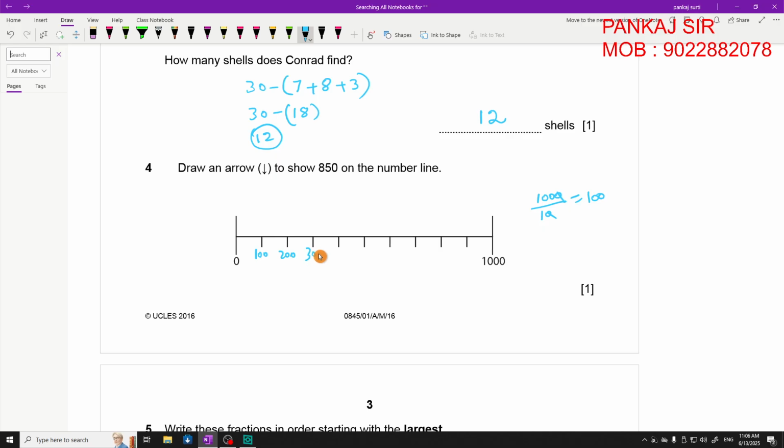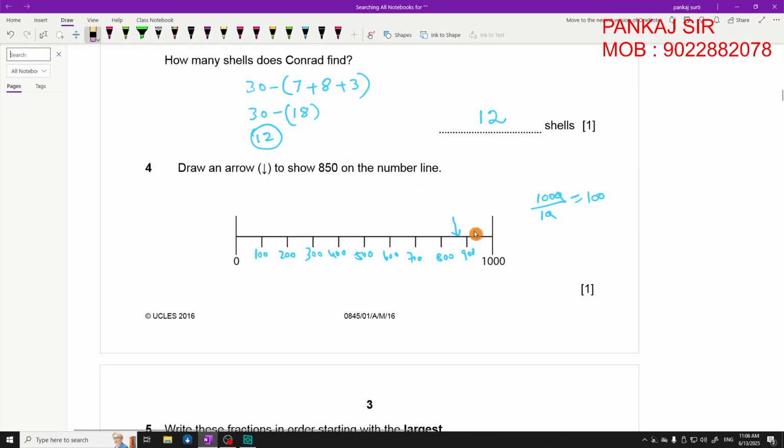This will be 300, 400, 500, 600, 700, 800, 900, and then 1000. Okay. Now I have to draw an arrow to show 850. So 850 is exactly between, in the middle of 800 and 900. So somewhere over here, you can draw an arrow. This is representing 850.